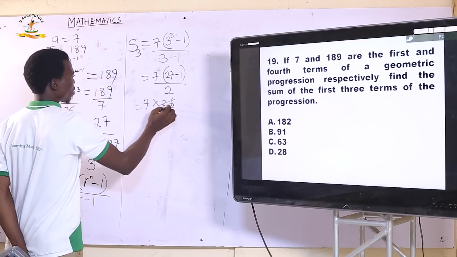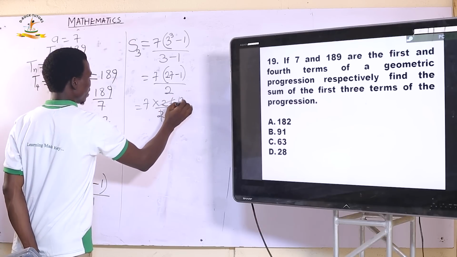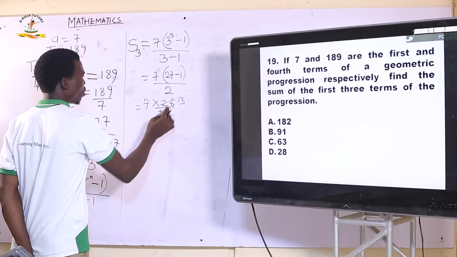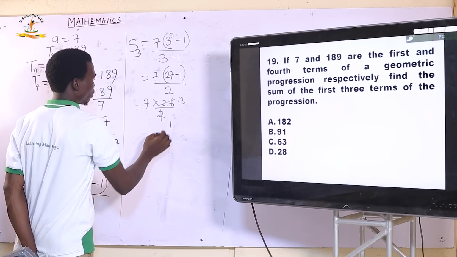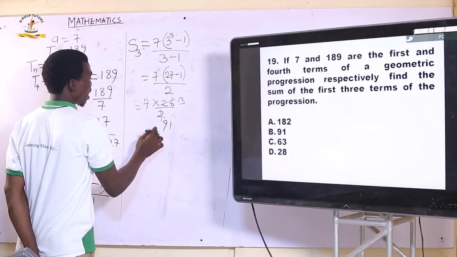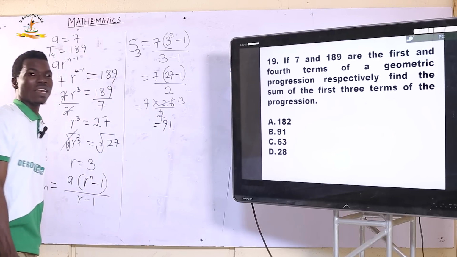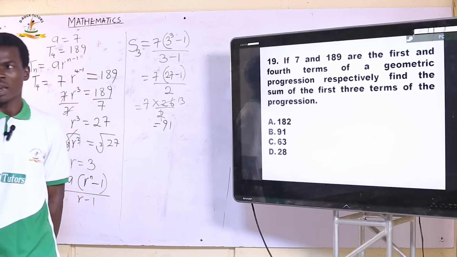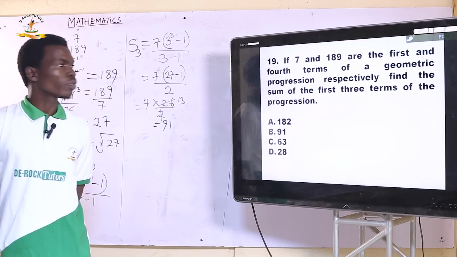And 2 goes in 26 is what? Simply 13. So 7 times 13: 7 times 3 is 21, 1 remainder 2. 7 times 1 is 7, plus 2, it is 9. So our answer is what? 91. So the correct option here is B, 91. We go to the next question.